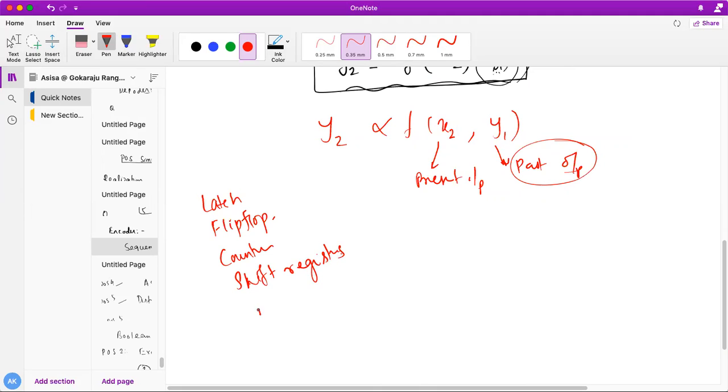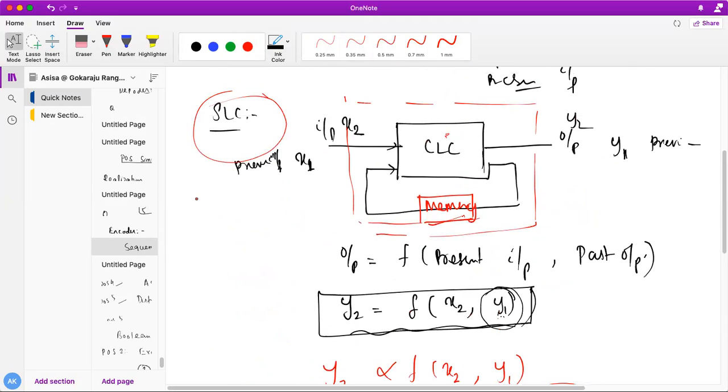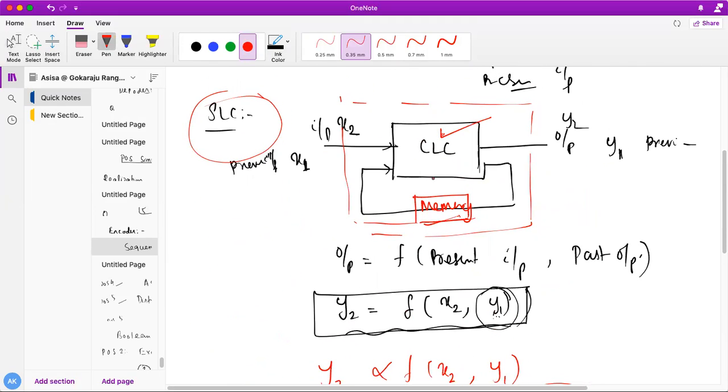Okay, and Mealy-Moore machines. So these are particular examples of your sequential logic circuit. So we'll start with the basic memory element. We have already studied the combinational logic circuit. If we study the memory part, then we will be able to study the sequential logic circuit properly.